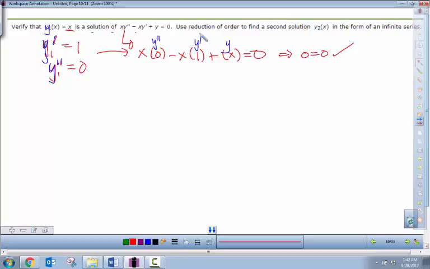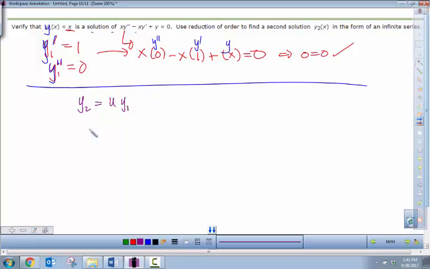Now it says use the reduction of order to find the second solution, y sub 2. So if you remember the reduction of order, we want y sub 2 is equal to u times y sub 1. And so that's u times x, because y sub 1 is equal to x. We already know that.